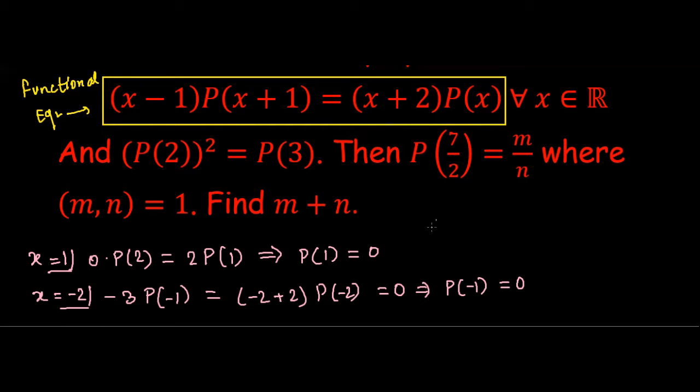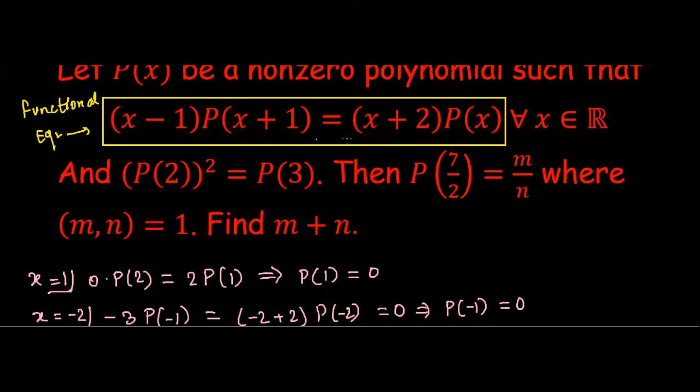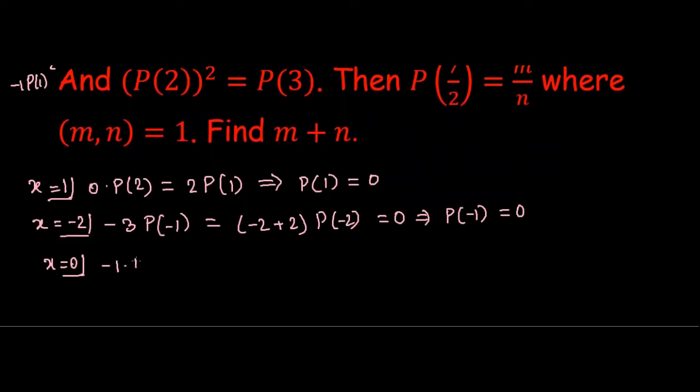Now, if we place x equals 0 in the above equation, the right-hand side is basically 2 times p of 0, and the left-hand side is basically minus 1 times p of 1. So minus 1 times p of 1 is equal to 2 times p of 0. And since p of 1 was already 0, we can say that 2 p of 0 is also 0. So from here we can say that p of 0 is equal to 0.